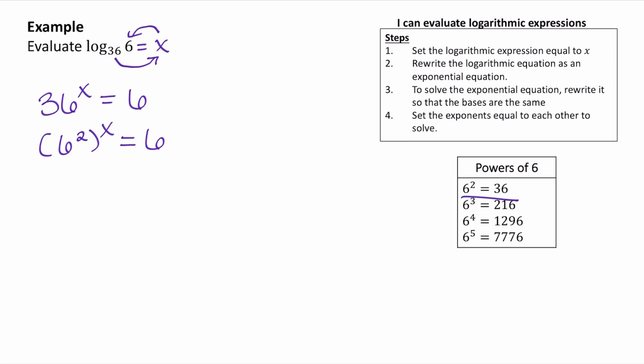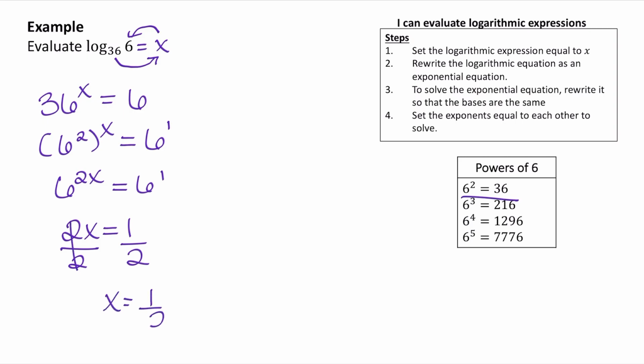Remember that 6 by itself is basically 6 to the 1. So when we multiply those exponents, we have 6 to the 2x equals 6 to the 1. So we can say that 2x equals 1, and then we can solve by dividing both sides by 2. So when we do that, we get x equals 1/2, or you can write it as x equals 0.5 if you prefer decimals.